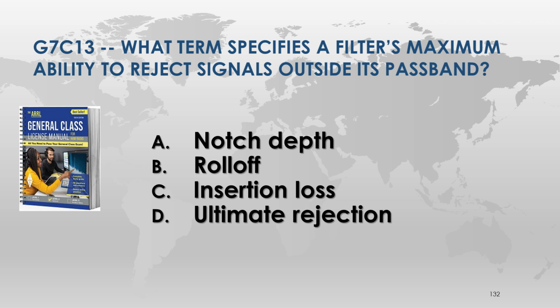What term specifies a filter's maximum ability to reject signals outside of its pass band? I got 2 deltas. I hear only 2 people answering. Is everybody else getting this? No problem, you guys are answering, hey, you know. I'm a good guesser. You're a good guesser?